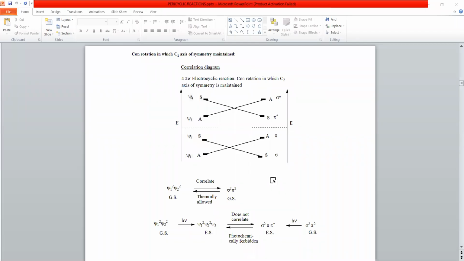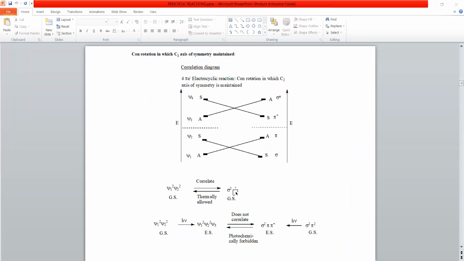Now join various orbitals of the reactants and products by lines having the same symmetry property. Here Psi1 cannot correlate with sigma because Psi1 is anti-symmetric and sigma is symmetric. Therefore, this Psi1, which is anti-symmetric, correlates with pi only. It cannot correlate with this sigma. So Psi1 square correlates with pi square, and Psi2 square correlates with sigma square.